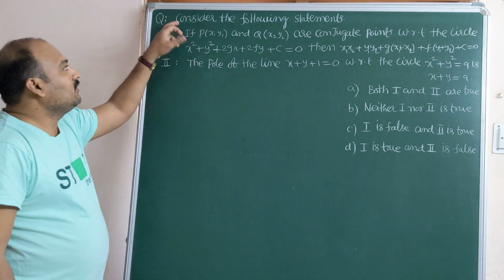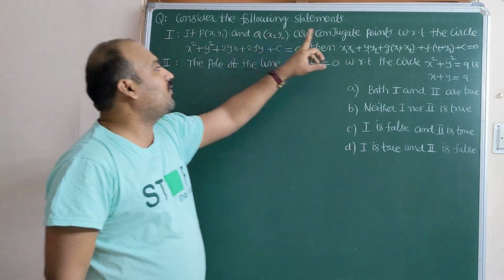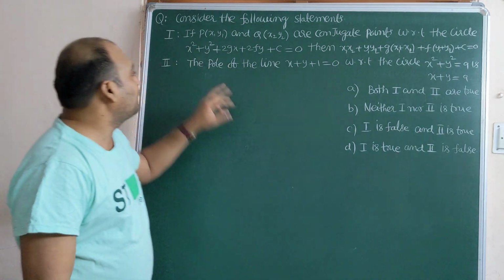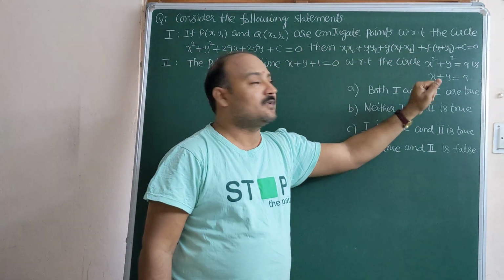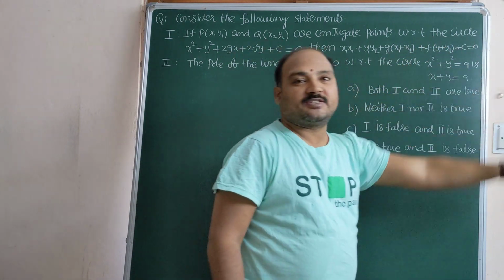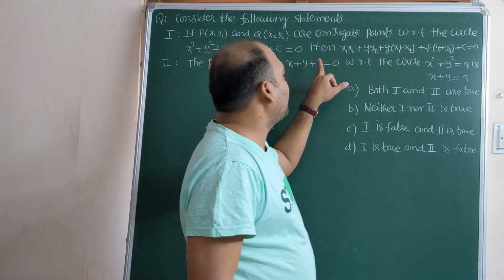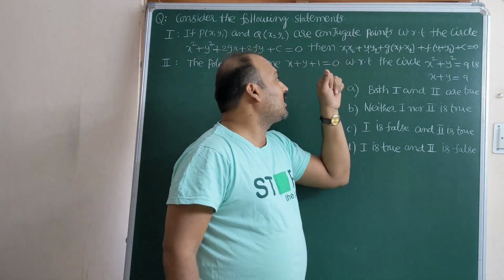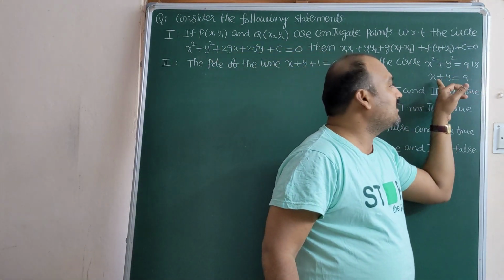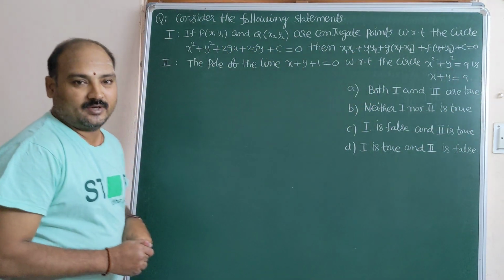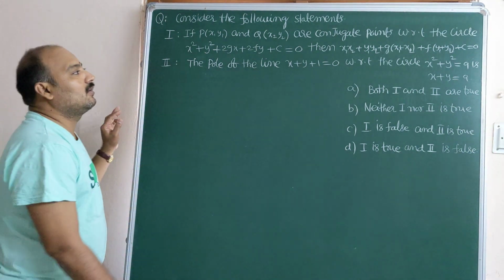The next question. Consider the following statements. If P(x1, y1) and P(x2, y2) are conjugate points with respect to the circle, then x1 x2 plus y1 y2 plus g into (x1 plus x2) plus f into (y1 plus y2) plus c equal to 0. Second statement, the pole of the line x plus y plus 1 equal to 0 with respect to the circle x square plus y square equal to 9 is x plus y equal to 9. So we need to verify whether the statements are correct or wrong.